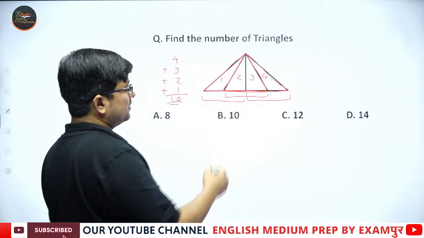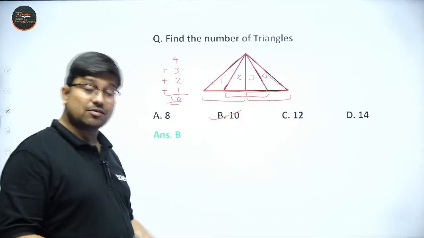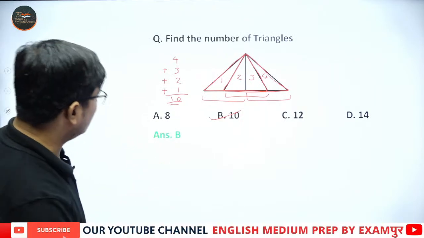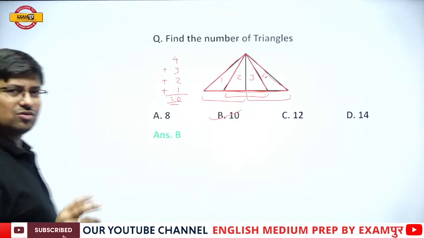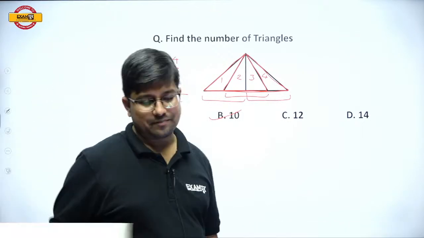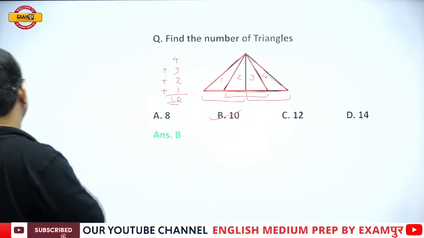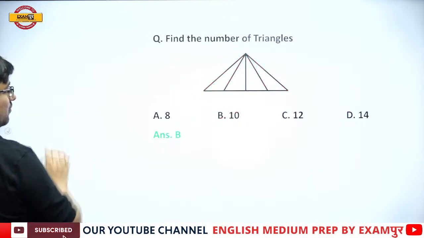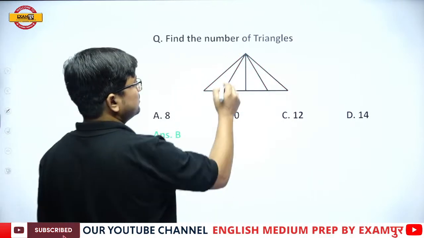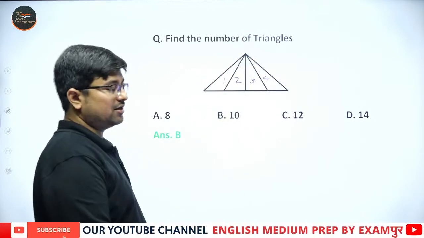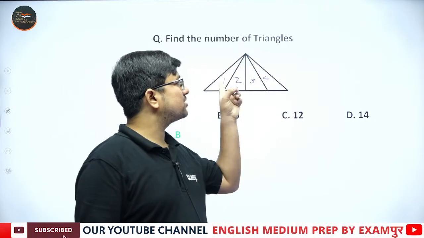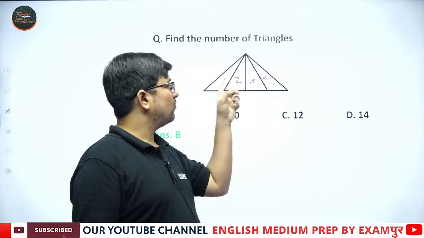But obviously this method is very tedious if it is a bigger figure. So now how to do it very quickly and easily. There are many ways. I will discuss one or two of them. Whenever you get such a question, just see how many individual or smallest triangles are there. 1, 2, 3 and 4.